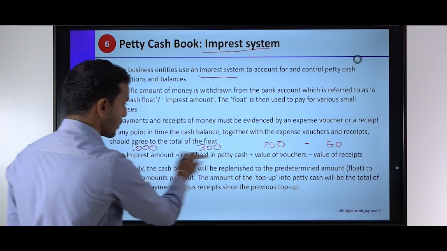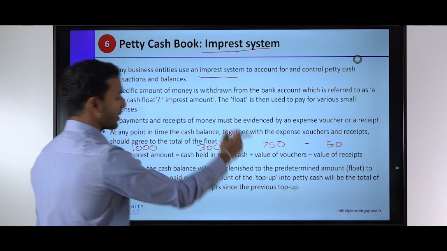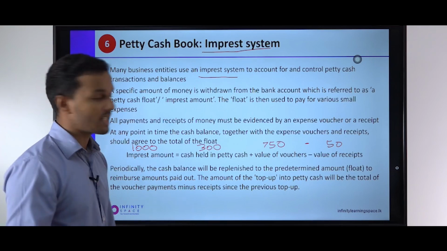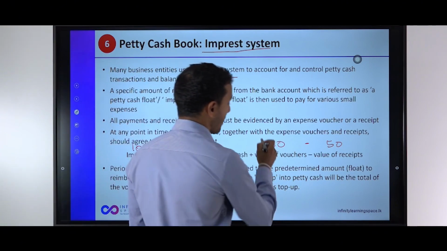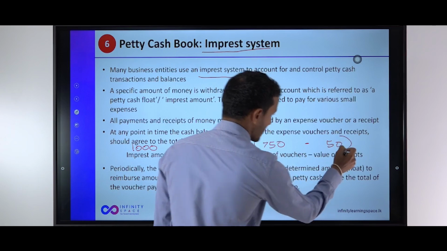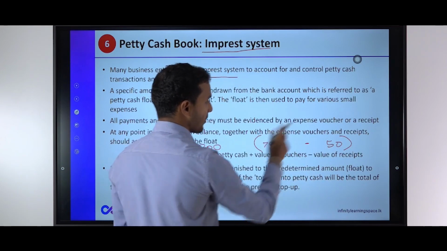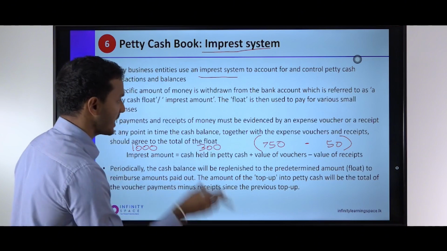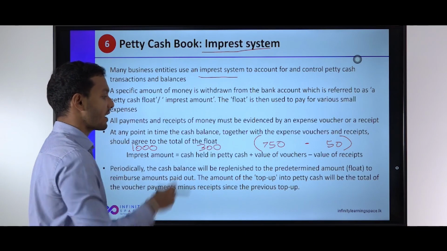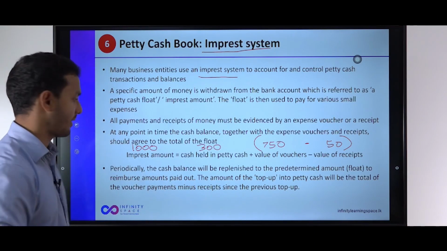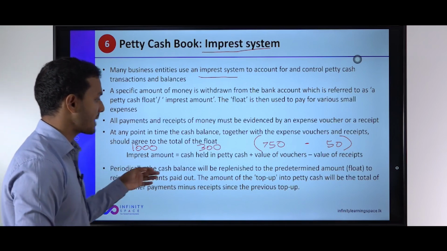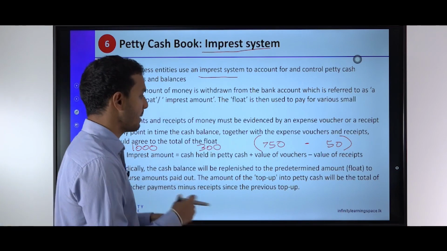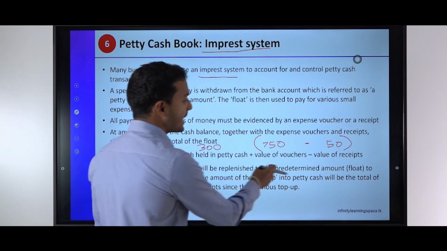So let's say this is the situation at the end of the month. Now at the end of the month, the petty cashier has 300. Then the main cashier gives him an amount of money equal to this amount here, 750 minus 50, that is 700. So the main cashier gives the petty cashier 700 at the end of the month. Periodically, the cash balance will be replenished, meaning topped up to the predetermined amount.